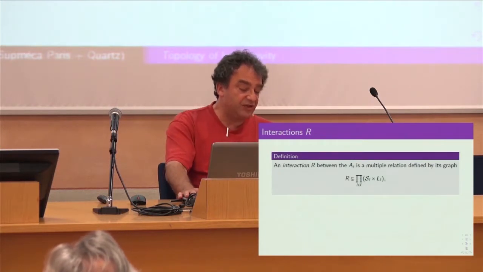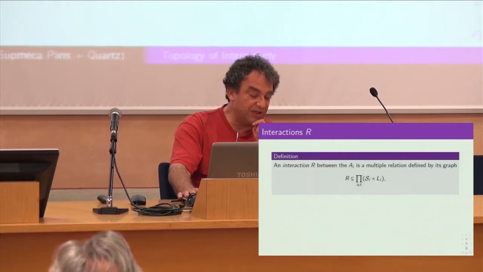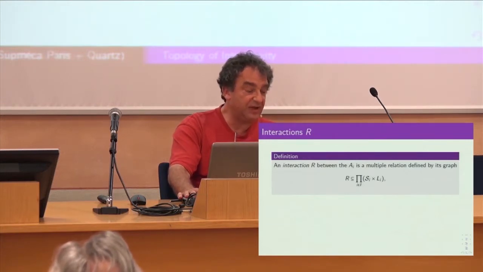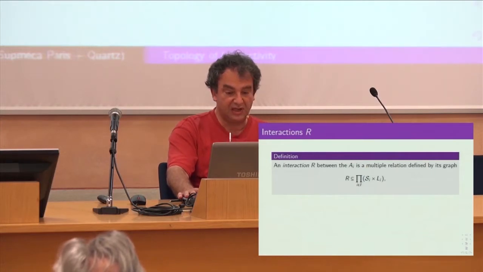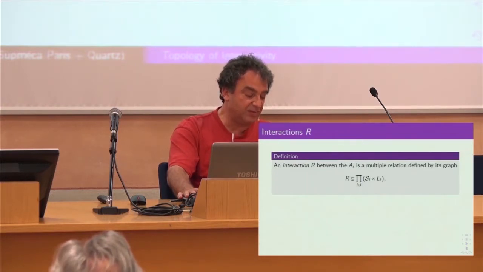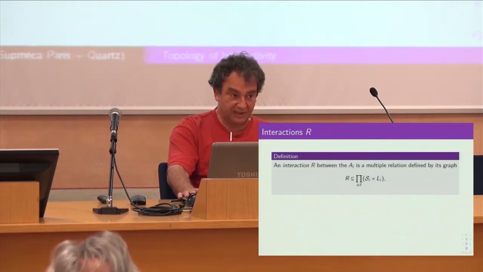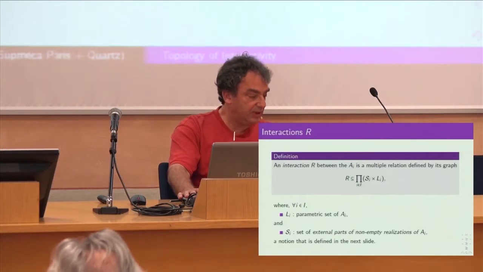And let's now define an interaction between some open dynamics. Such an interaction is given as a multiple relation, namely by its graph that is a part of the product of all parameter sets Li and all sets Si, where Si denotes the set of external parts of non-empty realizations of Ai, a notion that we'll define now.